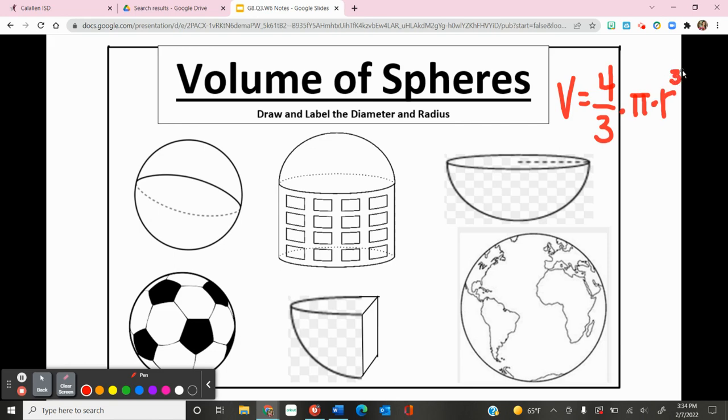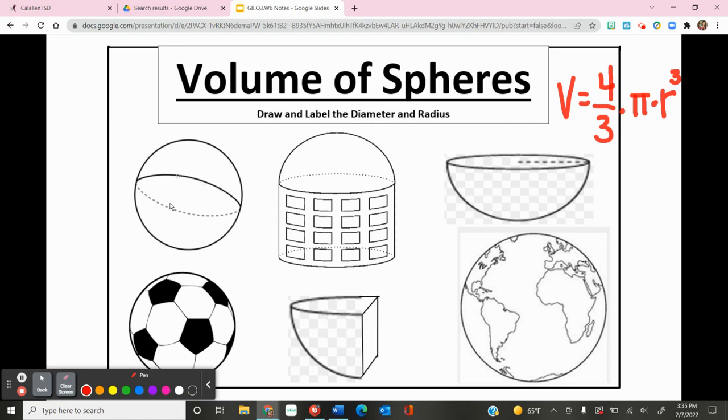Now, a big mistake people tend to have is that they forget the exponent is supposed to be 3 here on your radius, and they tend to just leave it as a 2. Make sure you do not make that mistake. So the directions here on the front page say we want to draw and label the diameter and the radius of each sphere. So looking at this sphere here, now remember diameter goes all the way across and radius only goes halfway. And remember, a sphere does not have a base.